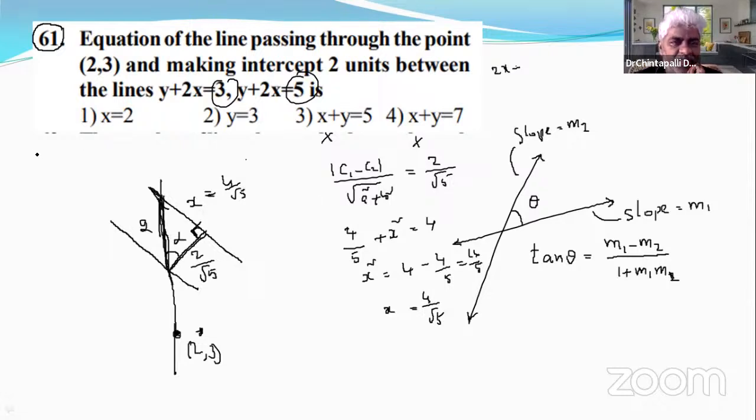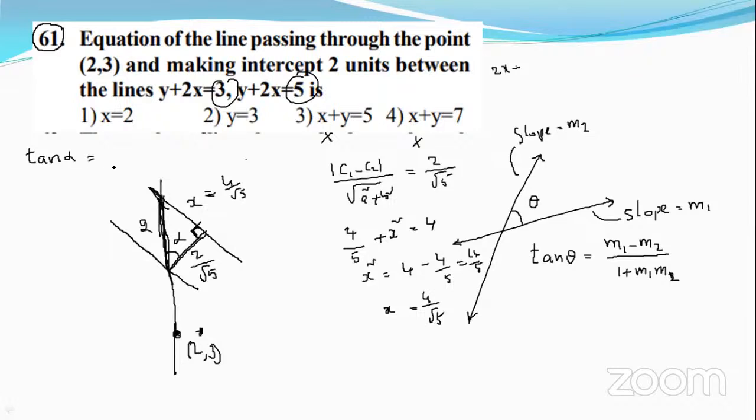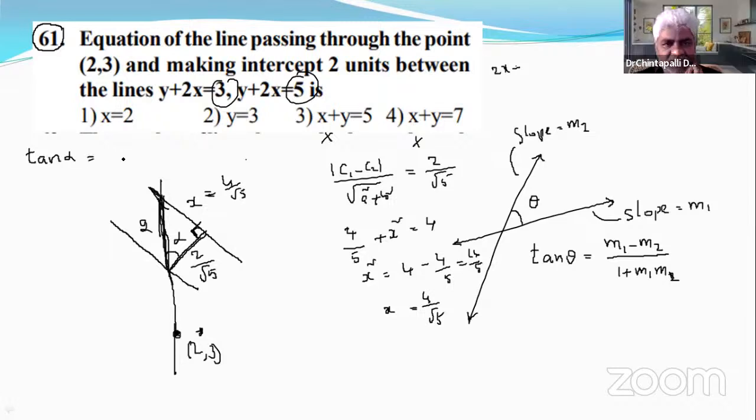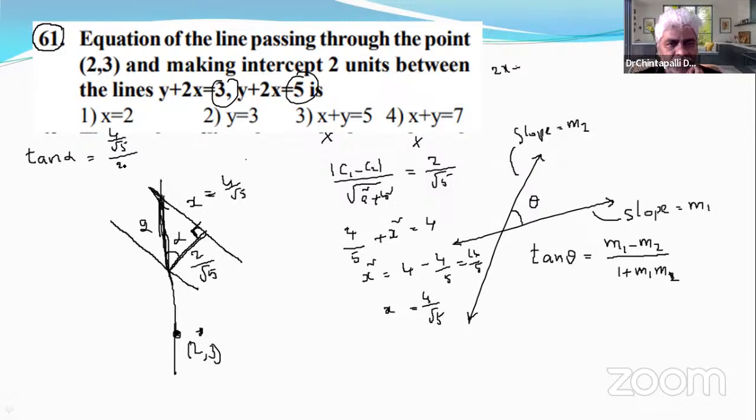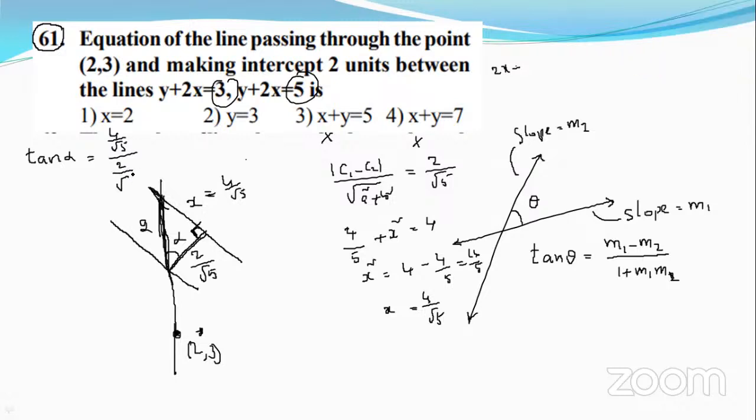Now, can you tell tan alpha? Tan alpha is the opposite side by the adjacent side: 4 by root 5 over 2 by root 5. That is 4 by root 5 times root 5 by 2, which is 2.